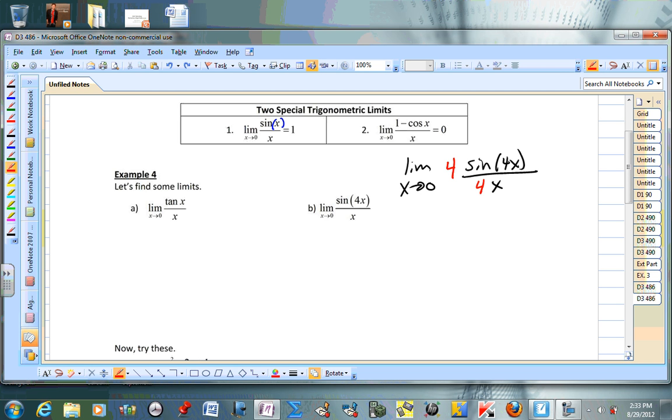Now, we can see that this is going to be the limit as x approaches 0 of 4 times sine of 4x over 4x, and this limit as x approaches 0 is 1. 4 times 1 is 4. And that's how we would approach example 4.